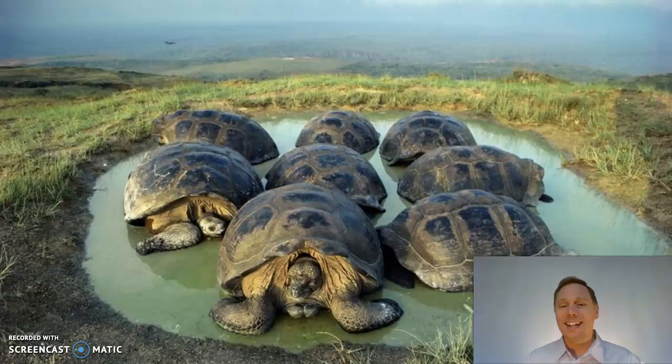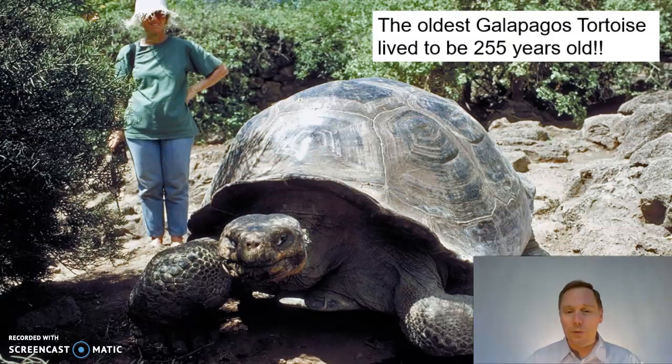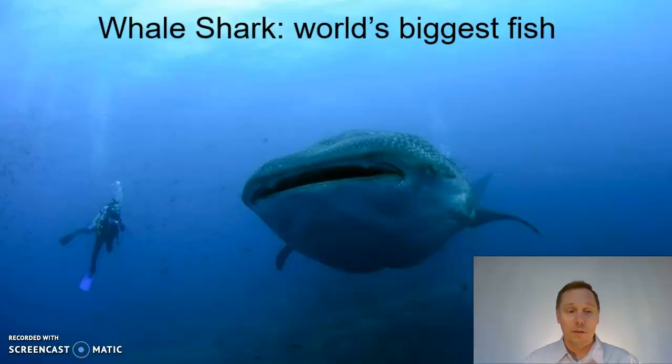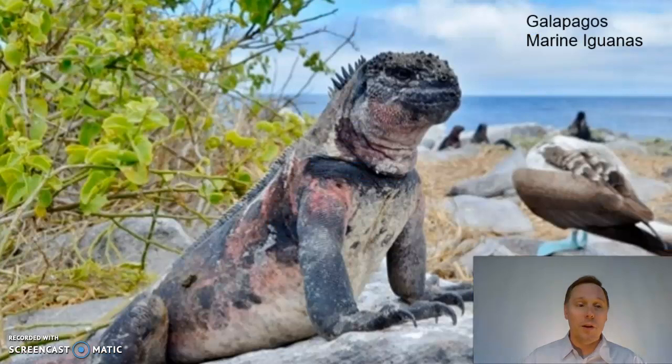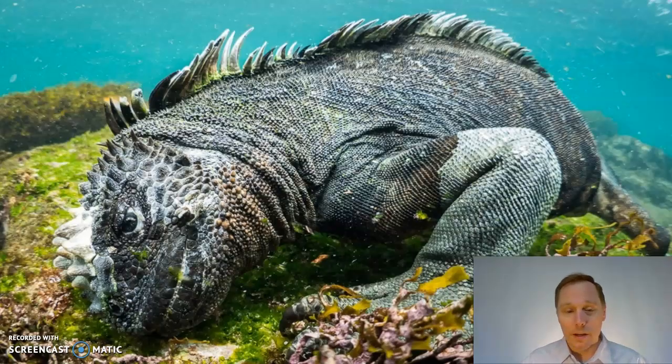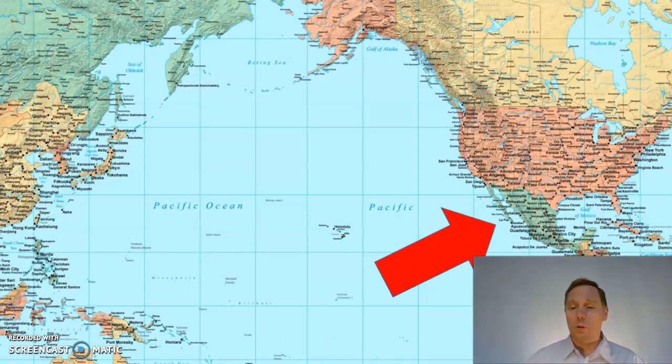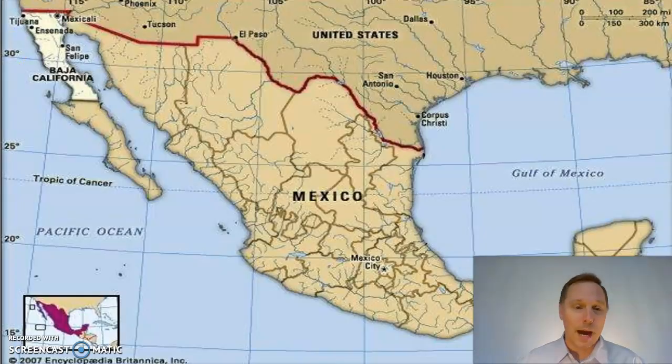That's cool, but we've got the largest tortoises in the world, the famous Galapagos tortoise, some of them 255 years old. That's an old tortoise. Out in the water, we have whale sharks, the world's biggest fish, and we also have the Galapagos marine iguanas. Well, what do you guys eat? Oh, they go underwater and nibble on algae. Interesting.